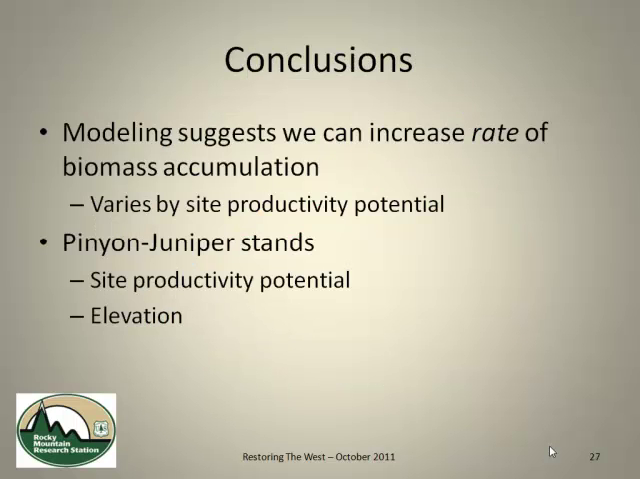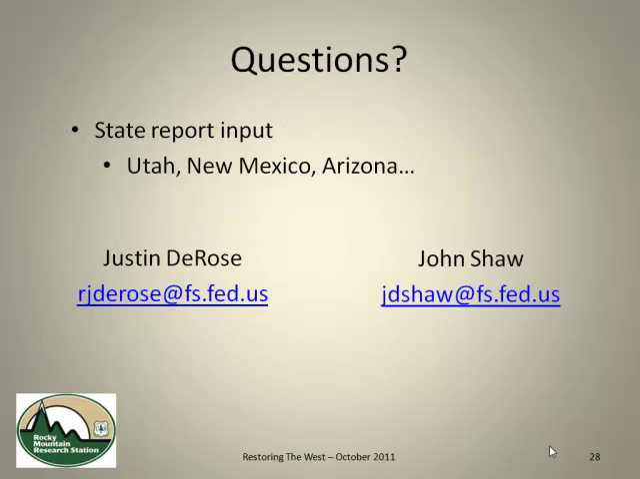In conclusion, overall, the results of the models suggest that we can increase the rate of biomass accumulation over time. Remember, we're not increasing total stand yield, but potential yield over time, the rate of growth by thinning. And that this varies by site productivity. And that the details in the Pinyon-Juniper stands did differ by site productivity, but there was probably a larger or more predictable difference by those elevational classes that I arbitrarily created. So that's it for my talk.